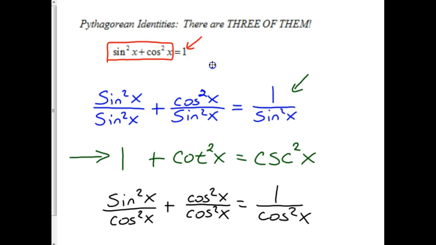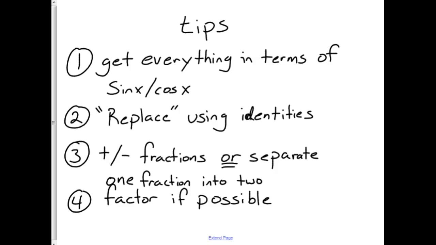Now, I could get really creative and change a 1 to a sine squared x plus cosine squared x if I really wanted to. Okay? But most of the time, I'm not going to have to do that. Most of the time, it's going to be from sine squared x plus cosine squared x to 1, okay? But this is an identity. It's where you have 2 things equal to each other, like that.